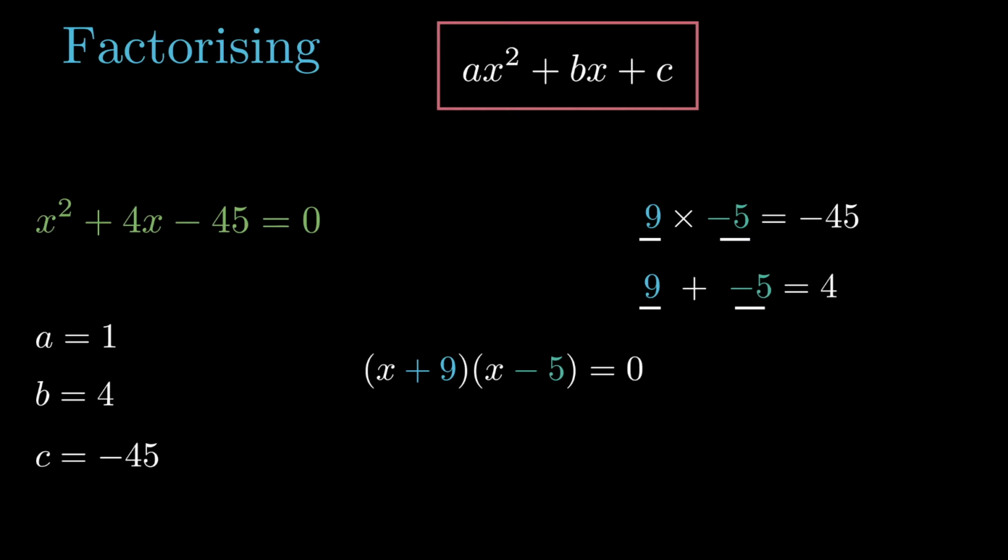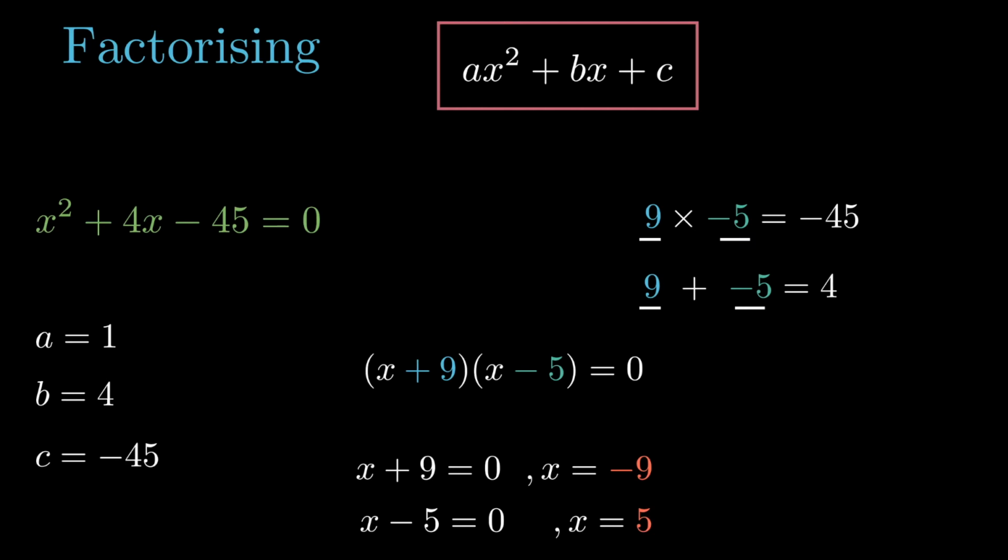The final step is, in order to find out what x is, we make each of the brackets equal to 0. So when x plus 9 is equal to 0, x is equal to minus 9. And when x minus 5 is equal to 0, x is equal to 5.